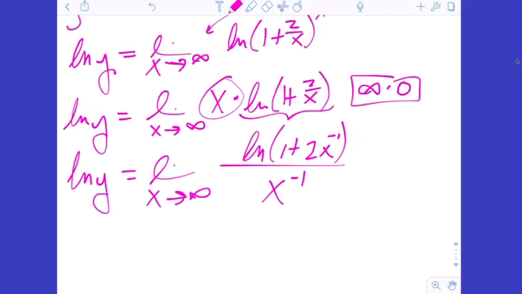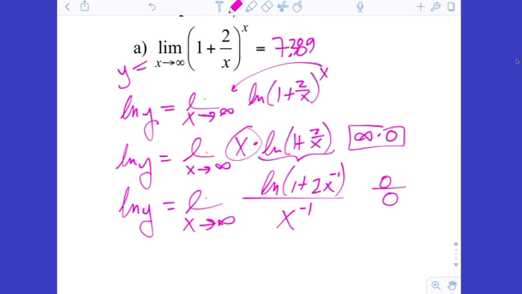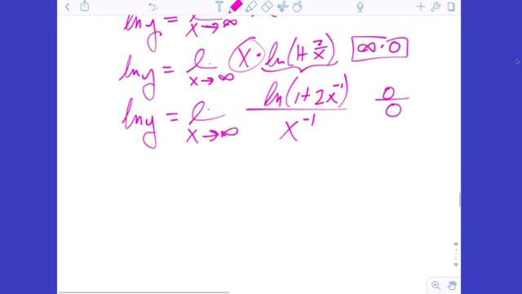Direct substitution now gives you the natural log of 1, which is 0, over 1 over x, as x goes to infinity, also goes to 0. So there you go. I went from exponential by way of log to multiplicative, and now from multiplicative to a division quotient form. And so now I may do L'Hopital's rule. Now here's something that's very different.